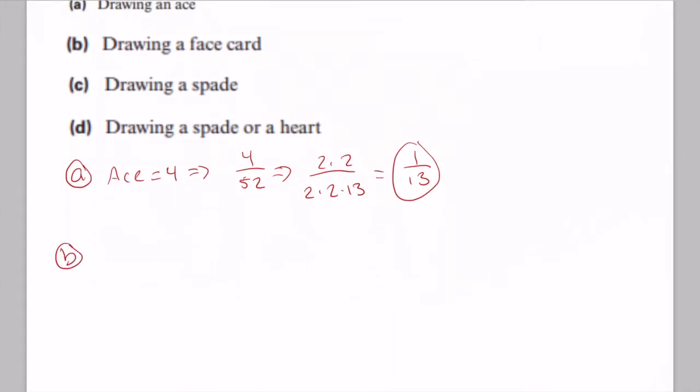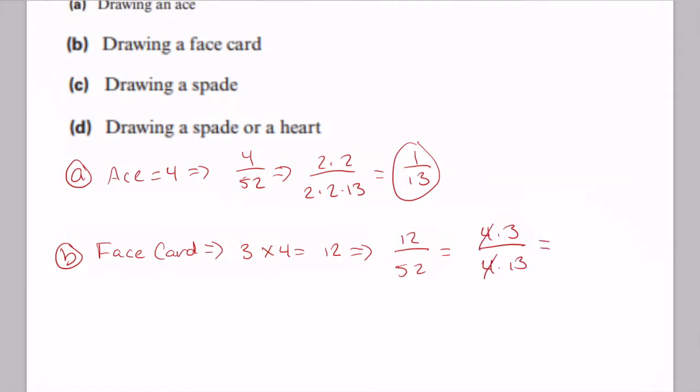B, drawing a face card. Okay, face card. That's going to be jack, queen, king. So that makes us 3 cards. But we have 4 suits. So that's going to make it 3 times 4. Therefore, we have a total of 12 face cards. Agreed? Therefore, our answer is 12 out of 52, which equals 4 times 3 over 4 times 13. Therefore, our probability is 3 out of 13 that we're going to get a face card.